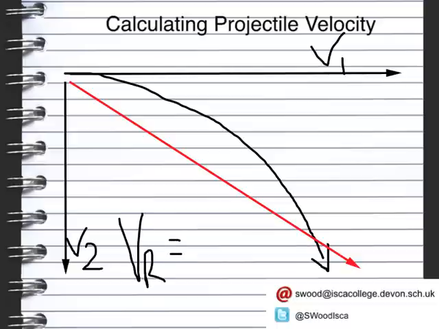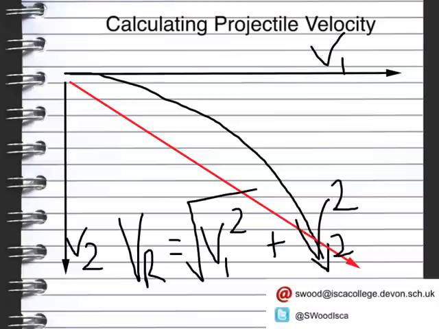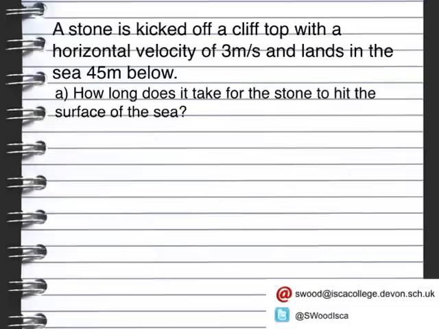So our resultant velocity VR is equal to V1 squared plus V2 squared, and then we square root that. And that's what we looked at last time when we talked about resultant force. And that follows Pythagoras' rule. Now what we're going to do is go through a couple of examples.